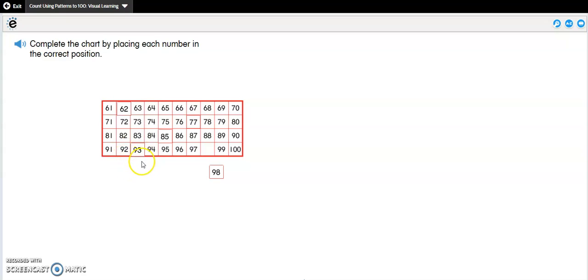92, 93, 94. And then our last one, 97 comes before, 99 comes after. We have 9 in the tens place, but we have 7 ones. So 8 ones comes after 7 ones. 97, 98, 99. Great job.